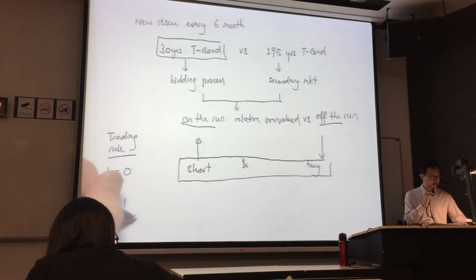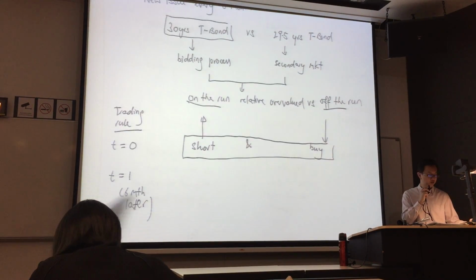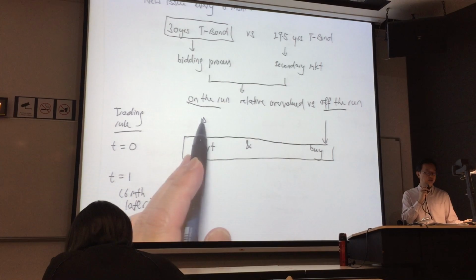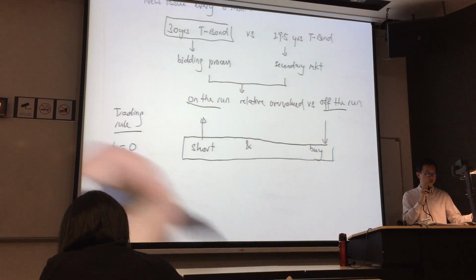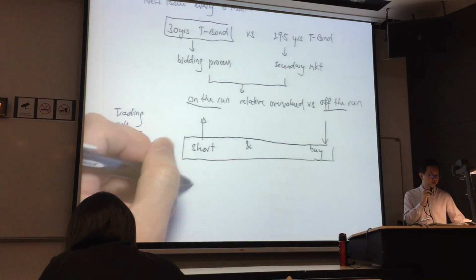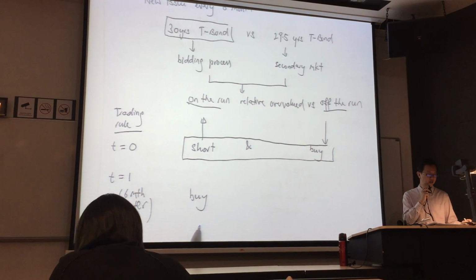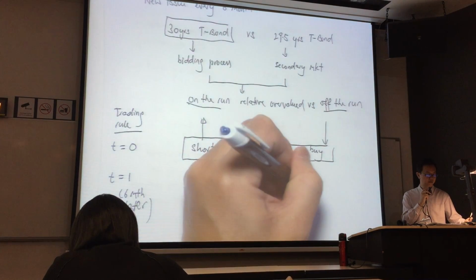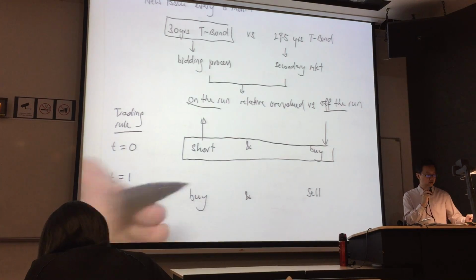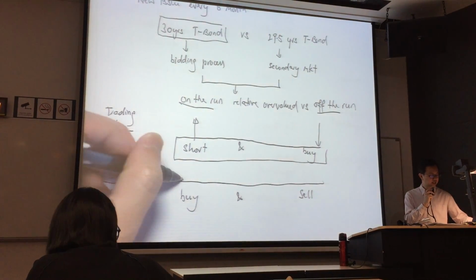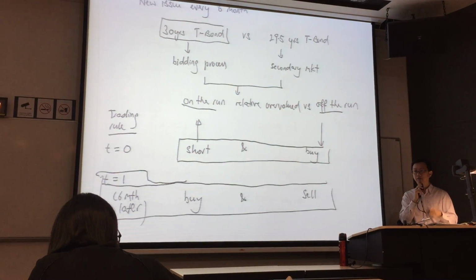This is 6 months later, T equals 1. So 6 months later, this on the run will become 29.5 years, and this 29.5 years will become 29 years. So they will unwind. They will buy back the on the run issue which has turned off the run, and they will sell the off the run issue, which is now left with 29 years. So they will hope that the price gap between these two issues will narrow. Then they will be able to profit.